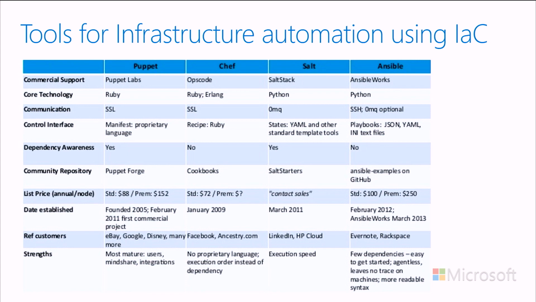Puppet, Chef, Salt, Ansible. The ones that I don't have on this slide are Vagrant, and there are several others as well. The Microsoft way of doing it is using PowerShell DSC, which we will be covering as part of the videos in the course later on. Right, so that's infrastructure as code for you.